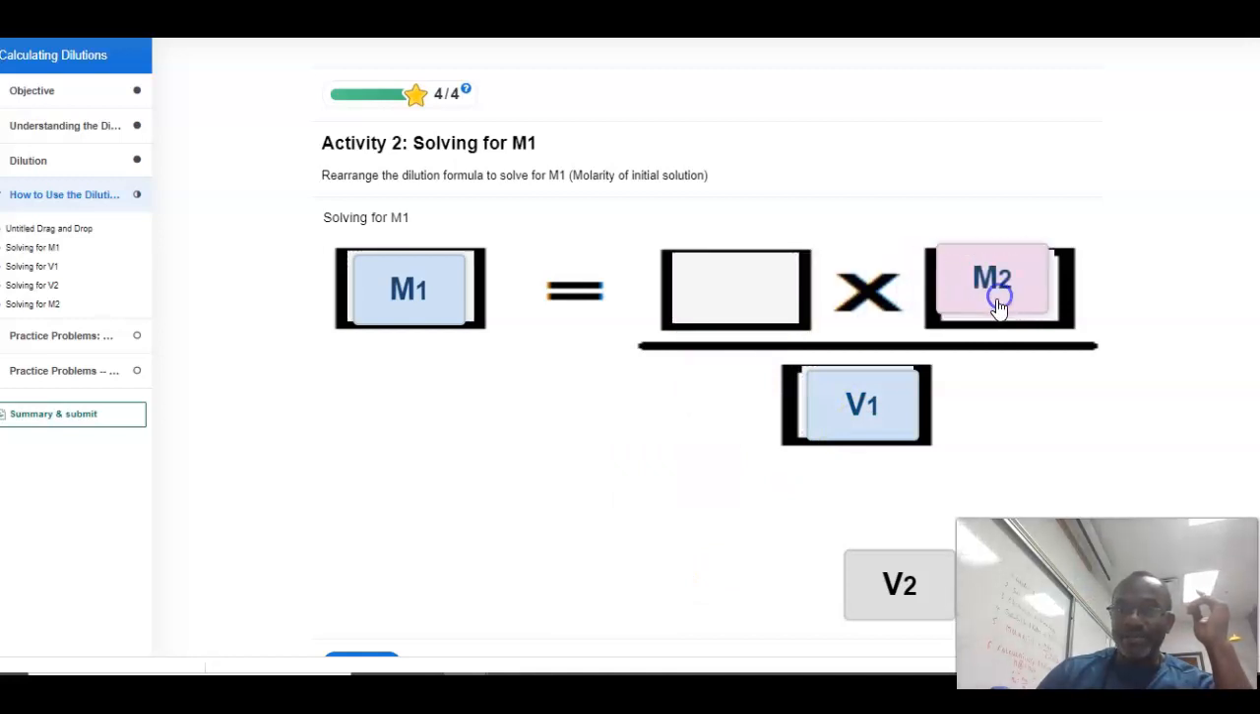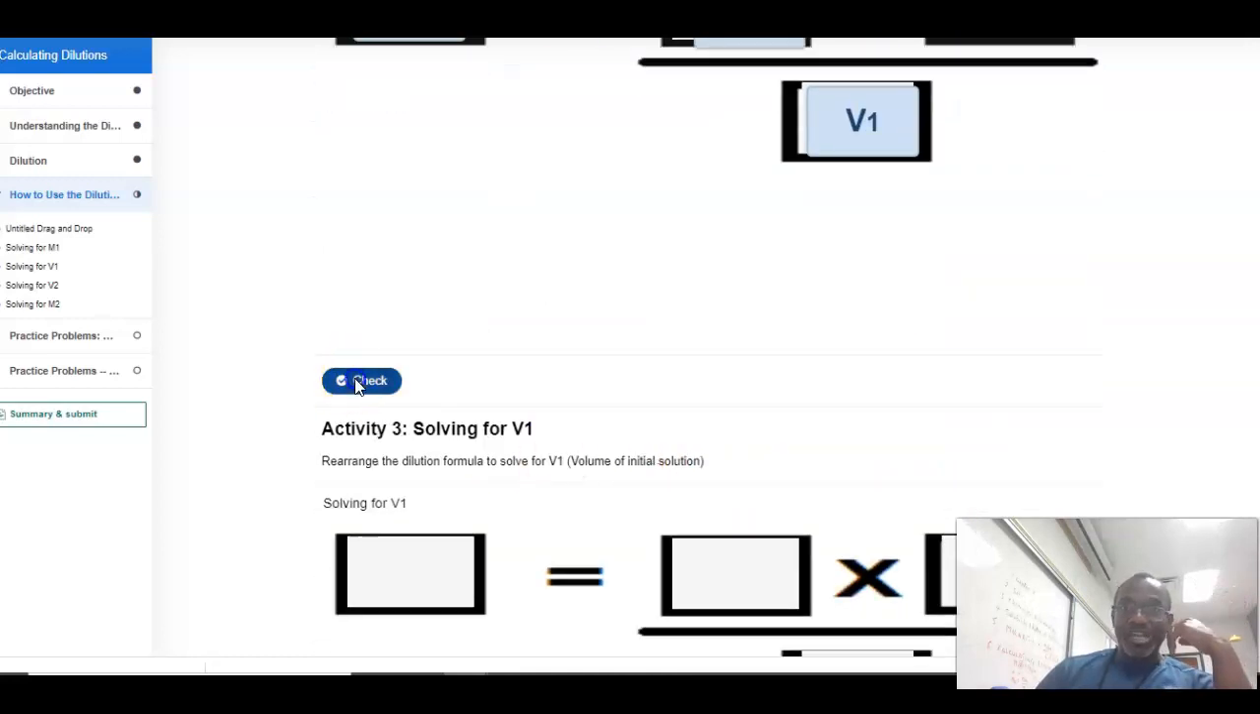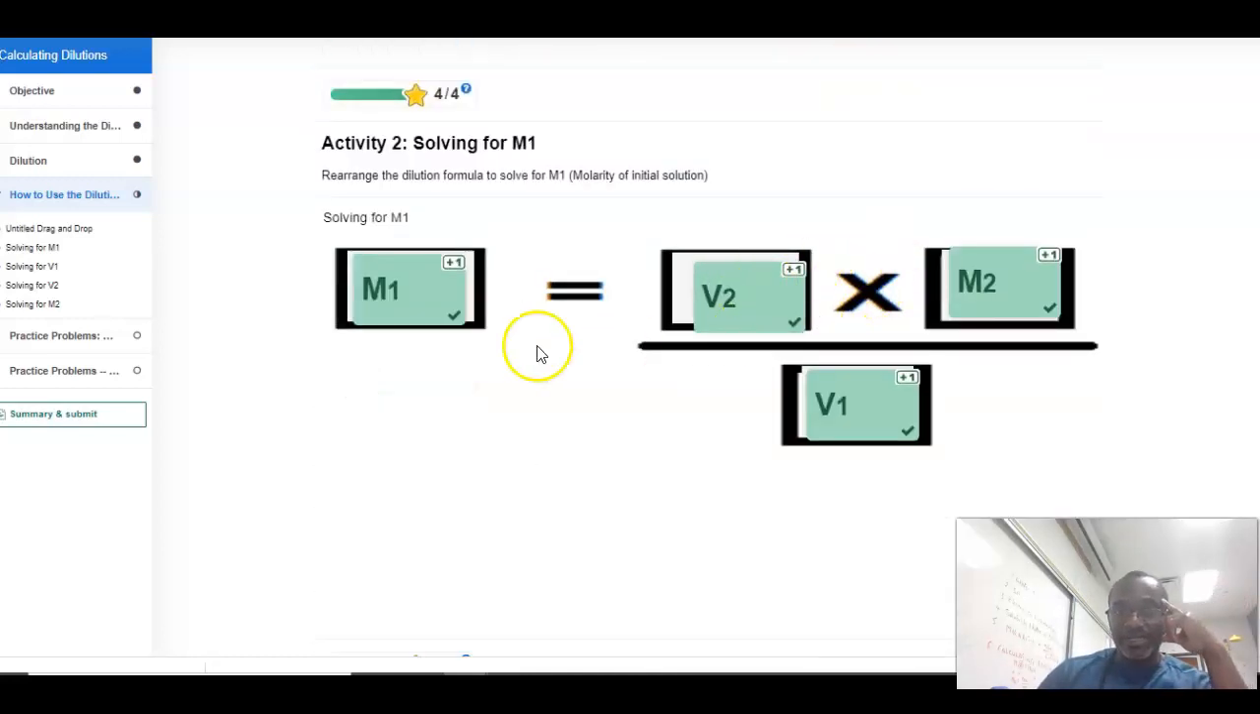Sure, this can be in any way. It doesn't matter. I can put it right here, I can put it here. It doesn't matter, so you check and see that it's correct. So M1 is equal to V2 times M2 over V1. Remember, whatever goes at the bottom is the one that goes with the unknown.